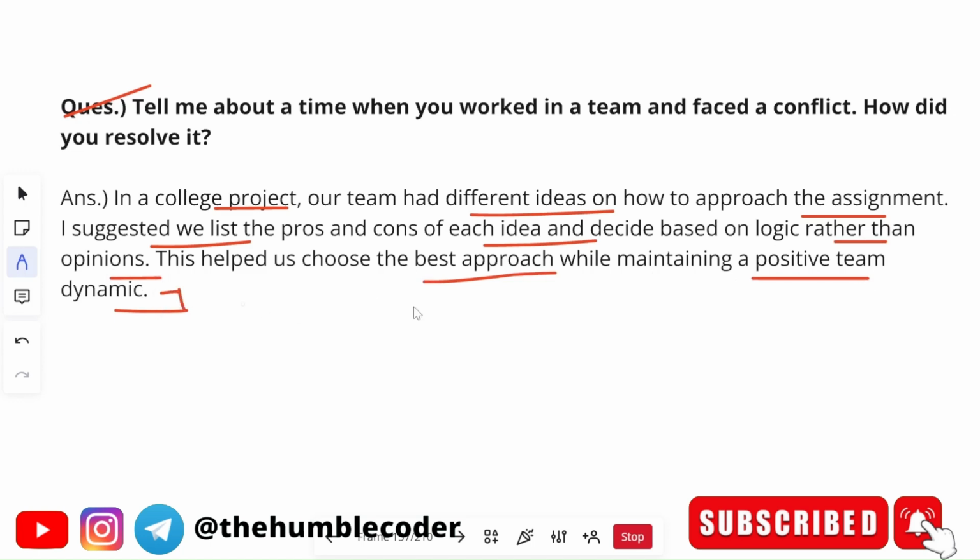Okay. So guys, if required, they might ask you, can you give an example? So you also should be ready with some 2 or 3 real life stories.